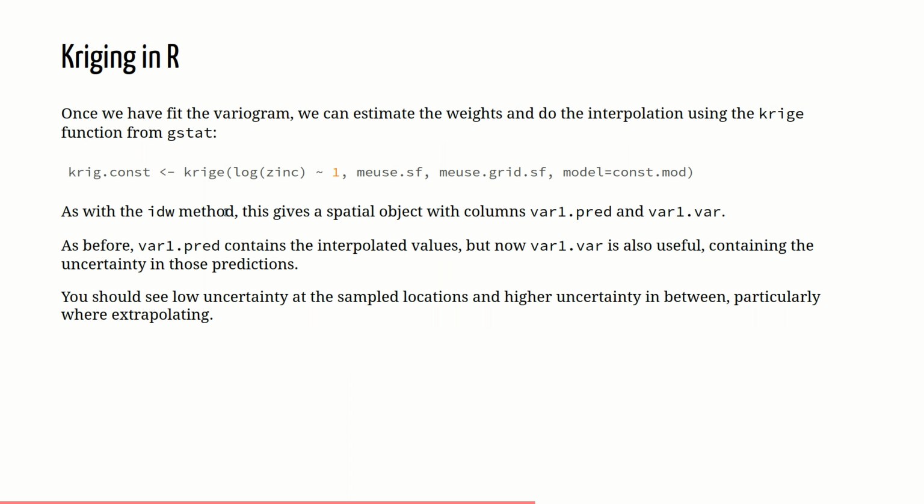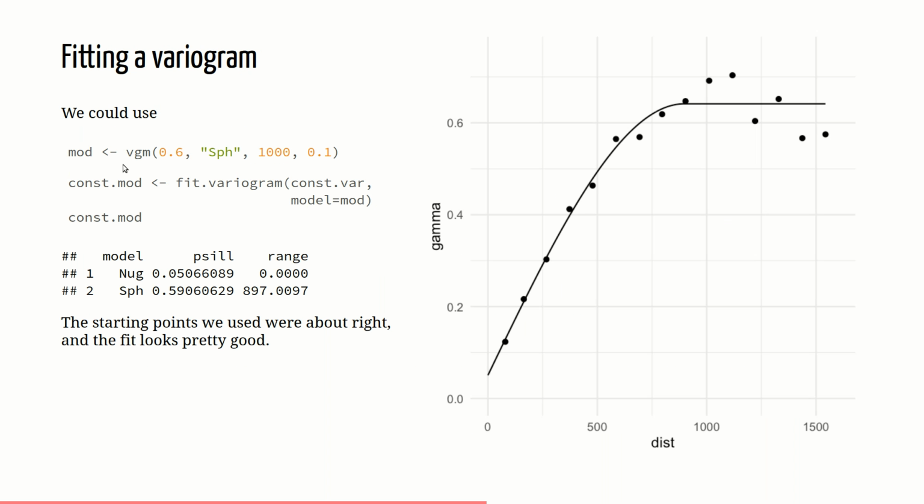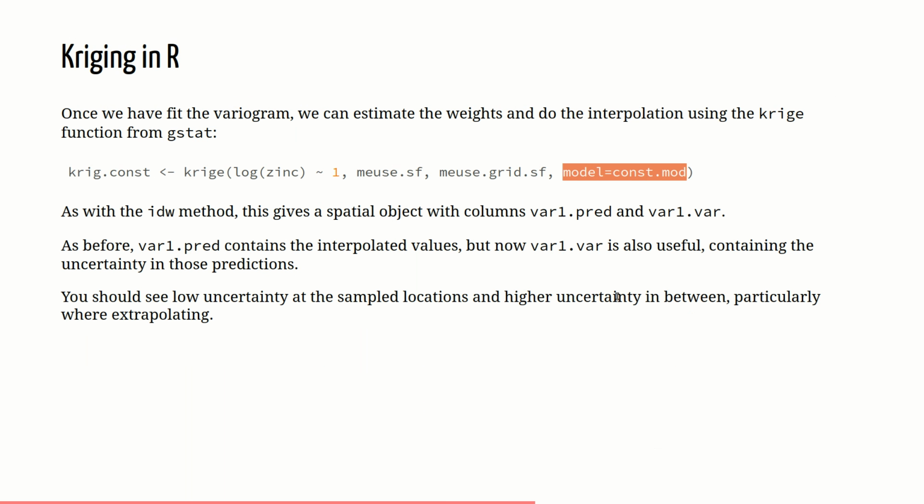We do that with the Kriging function in gstat, and it takes the same form as the IDW. So it takes our formula, it takes our set of locations that we've sampled at, it takes our set of locations that we want to interpolate to, and then it takes an additional parameter, which is the model that we want to use, which is the variogram model that we fit back here. So it's that model there. So it's that trend line there.